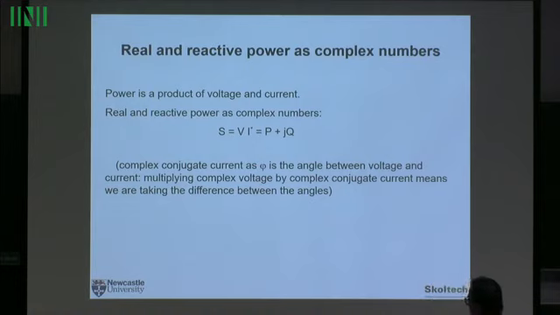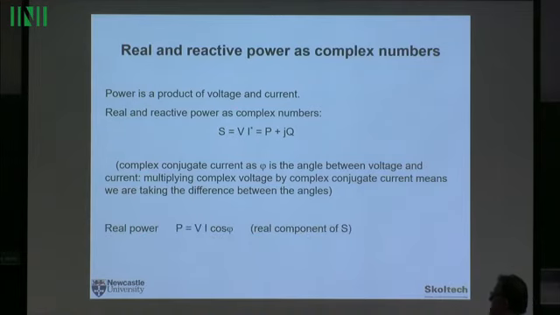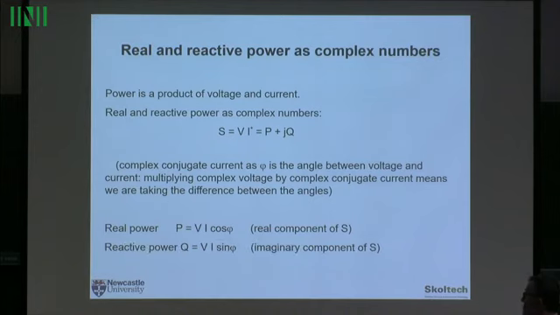If you multiply voltage by the complex conjugate current, it means we look at the differences between the angles. This is for complex numbers, right? And then we separate that complex quantity into real part and imaginary part. We call this one P, and this one we call Q. So real power is VI cos phi, where once again phi is the power factor angle between V and I. And reactive power is VI sin phi, the imaginary component.